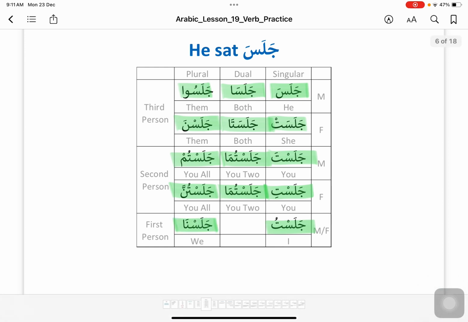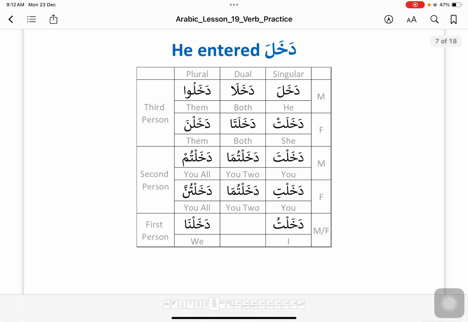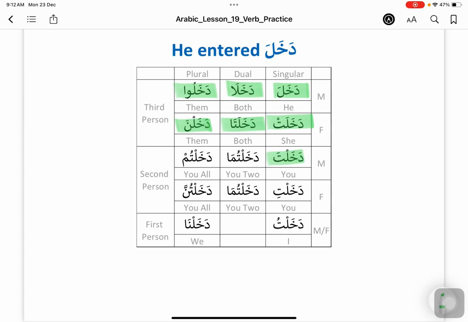I'm going to add one more verb, that is dakhala. Dakhala means he entered. So dakhala, dakhala, dakhalu. Dakhalu means all of them entered. Dakhalat, dakhalata, dakhalna, dakhalta, dakhaltuma, dakhaltum, dakhalti, dakhaltuma, dakhaltunna, dakhaltu, dakhalna.